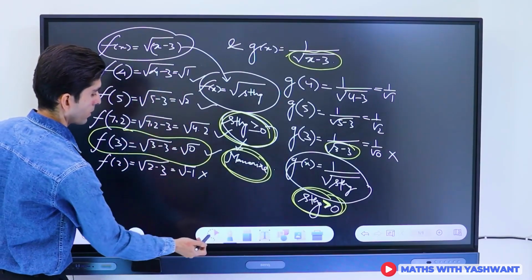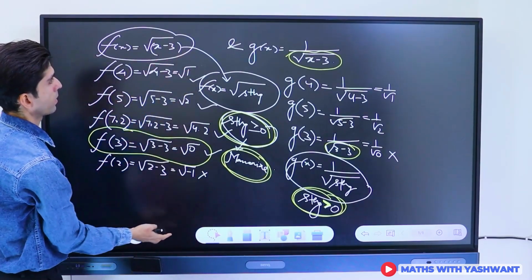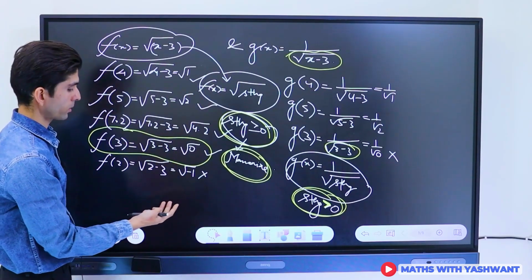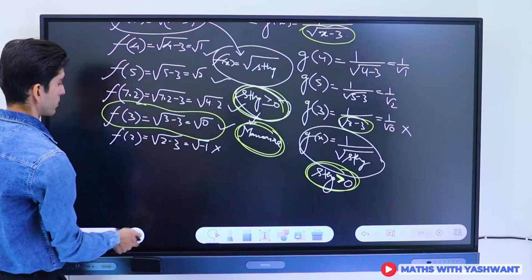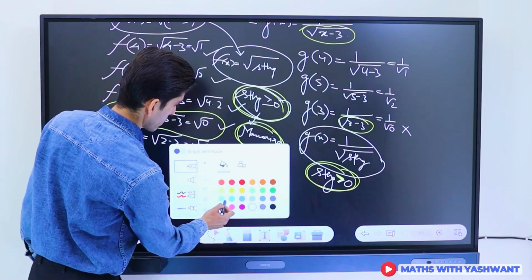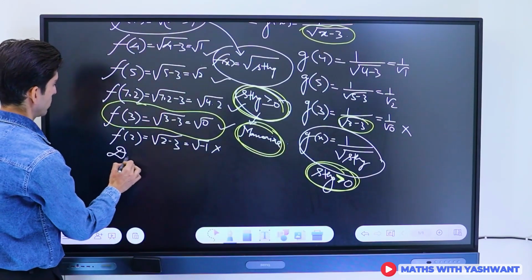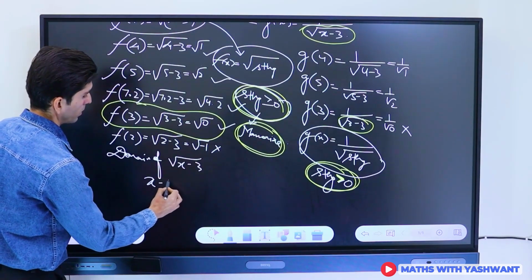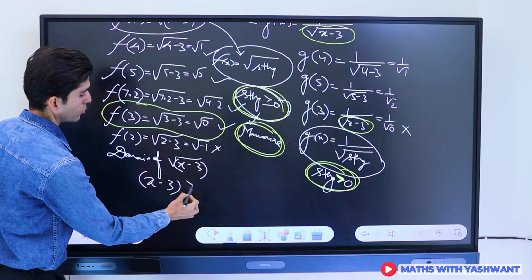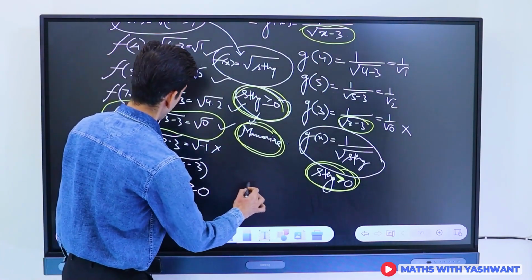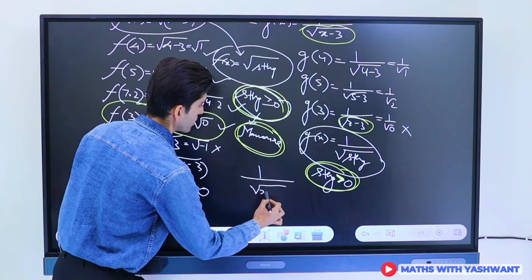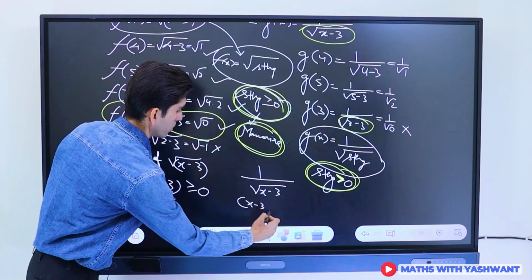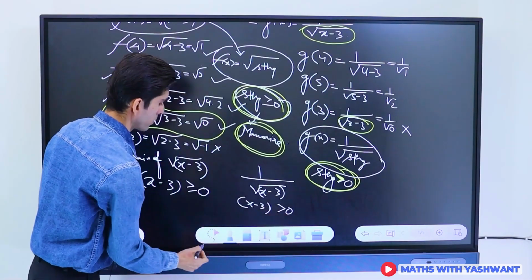So for this f(x), the square root of x minus 3, and for g(x), 1 upon the square root of x minus 3, what you can write here is: for the domain of the square root of x minus 3, this is your something, it has to be greater than or equal to 0. And when we have 1 upon the square root of x minus 3, our something has to be greater than 0.